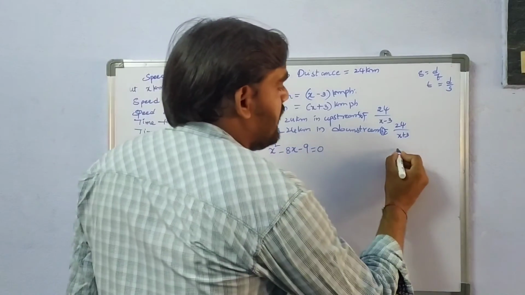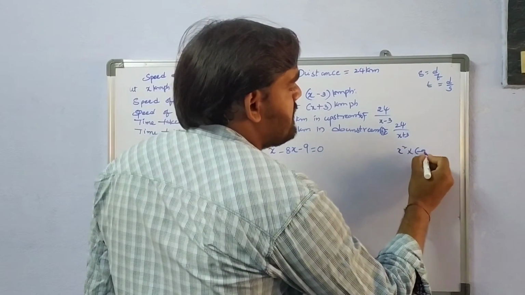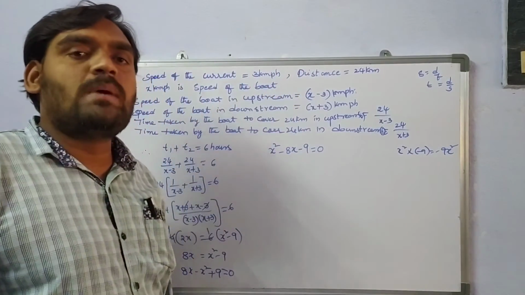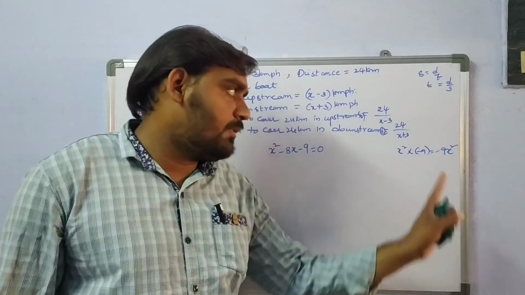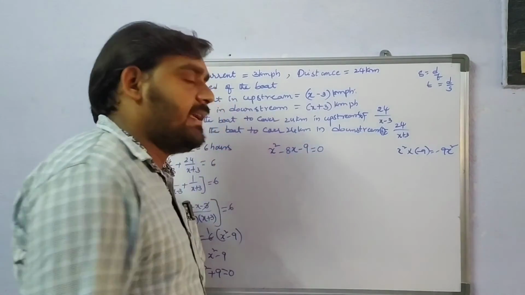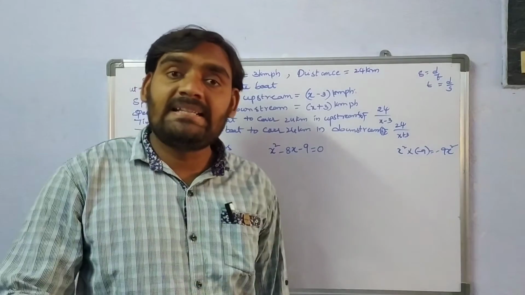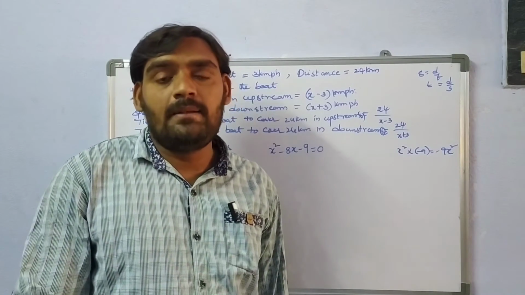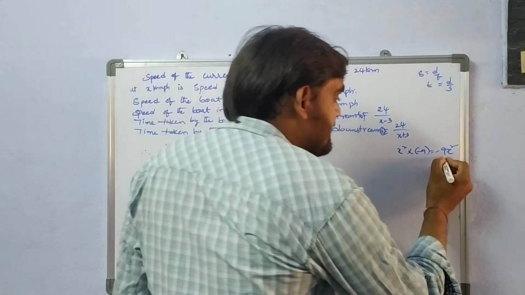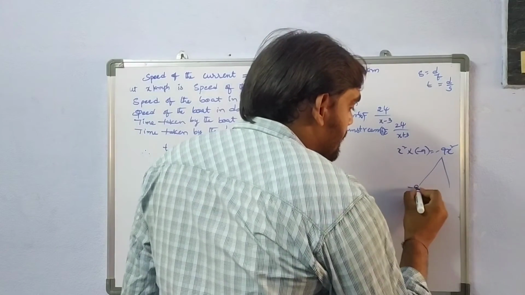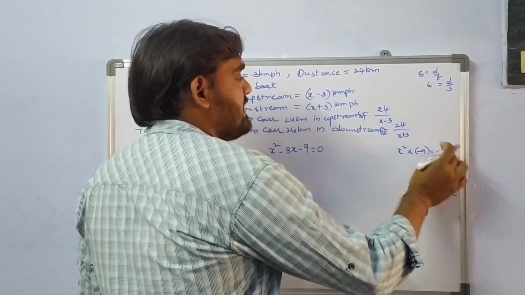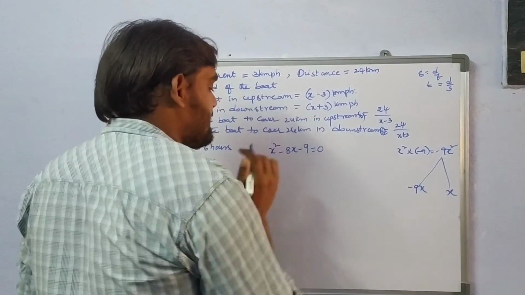At that time we need to take the first term and the last term. So the product is minus 9x square. When you multiply two terms, the product should be equal to minus 9x square. When we add those two terms, the sum should be equal to minus 8x. So here minus 9 into 1, and minus 9 plus 1 we will get minus 8. So minus 9x square we can write as minus 9x plus x. So the product is minus 9x square, the sum is minus 8x.